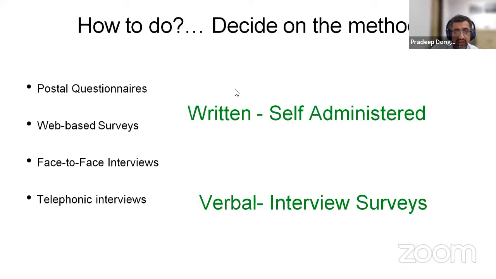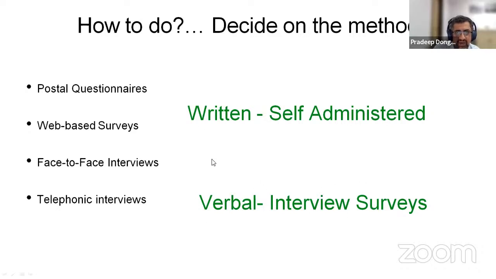So again, as I mentioned here, written surveys can be two kinds of surveys. There are postal questionnaires or web-based surveys. These are called self-administered surveys. That means that you just design the survey questionnaire and you give it to the respondent. The respondent will read the question and try to answer the question based on his understanding. So it is a self-administered questionnaire, whereas face-to-face interviews and telephonic interviews are verbal and interview surveys.